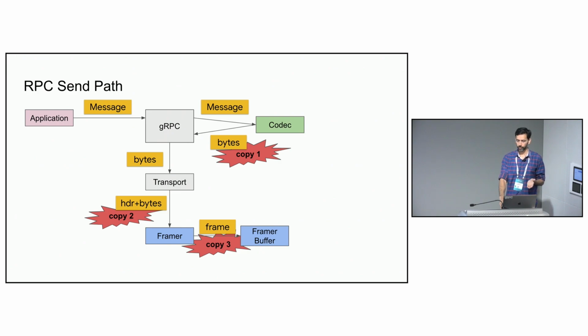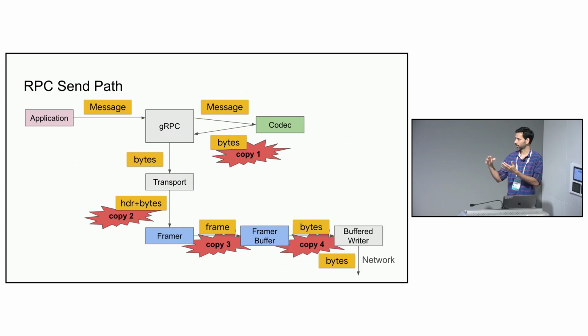Next, we have the framer copying whatever bytes it gets into its own buffer. We'll see more about the problems in the framer, like Ricardo will talk about that in more detail. But all we need to know here is there's another copy there. And then the framer writes it to the network, and there's another copy there. So we have 4 copies on the send path.